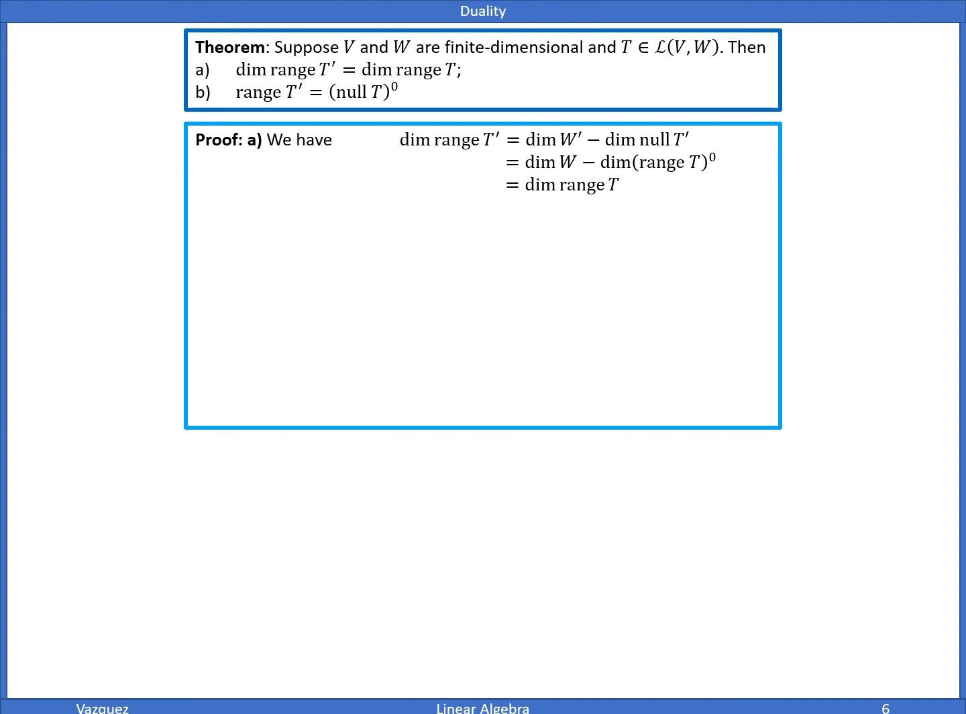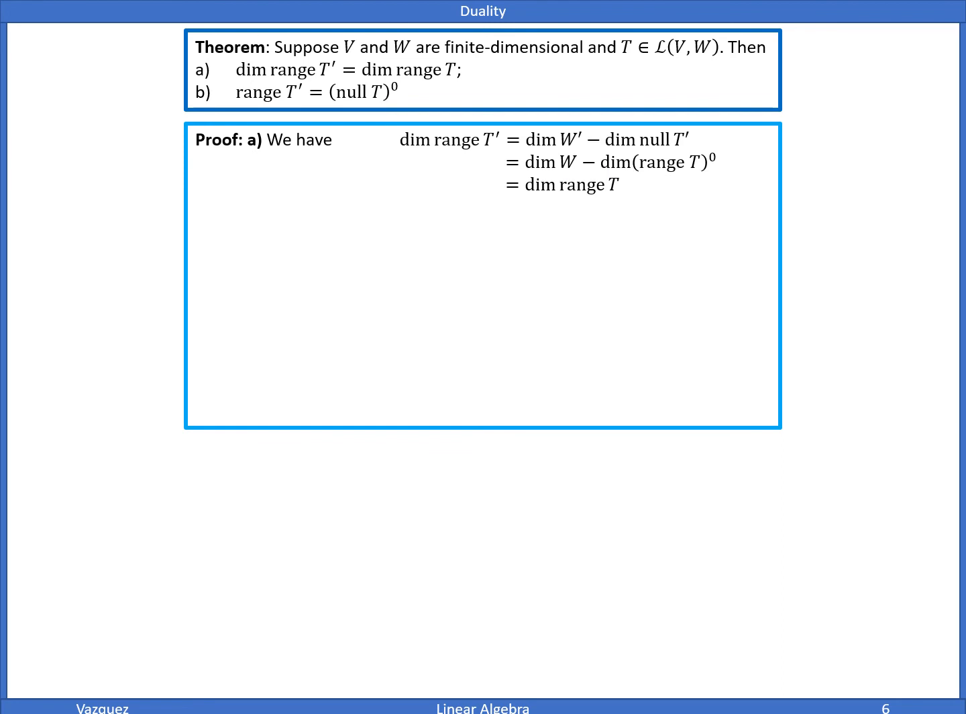which is just equal to the range of T. Right, and that comes from the theorem from the last slide, where we have that the dimension of W is the sum of this and this. So we just did a little algebra, switched it around, and this whole line is equal to the dimension of the range of T. So we get our desired equality, and we're done with that proof.